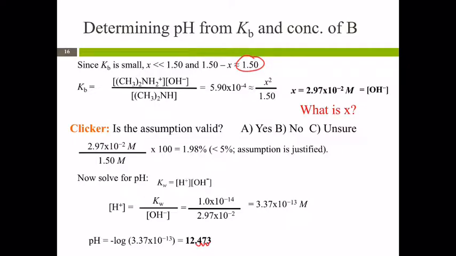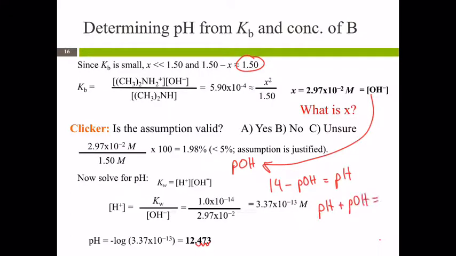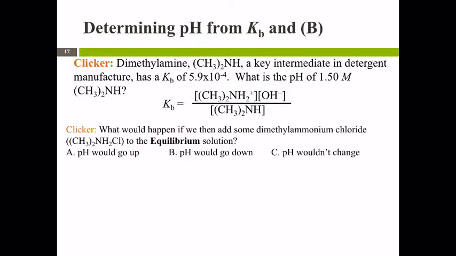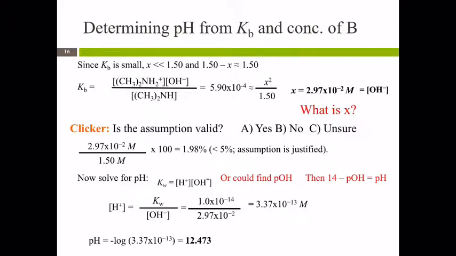I imagine that some people found the pOH from the concentration of OH minus, and then you know that 14 minus pOH equals pH. Or the other way to say that is pH plus pOH equals 14. So if we go about it that way, we can find the pOH. I didn't do this calculation, you guys can walk through it. But in the end, we would end up getting the same pH.